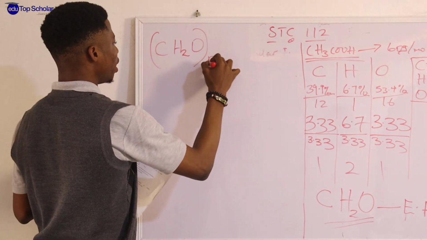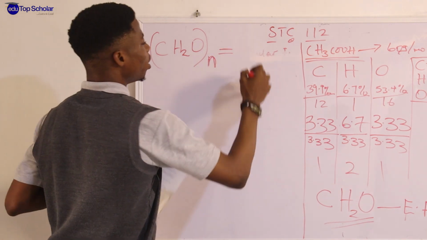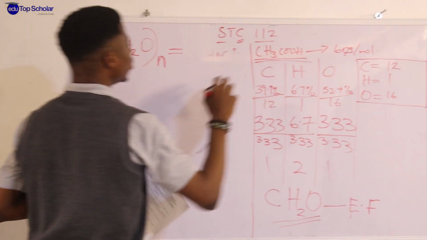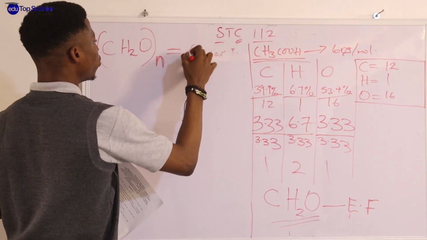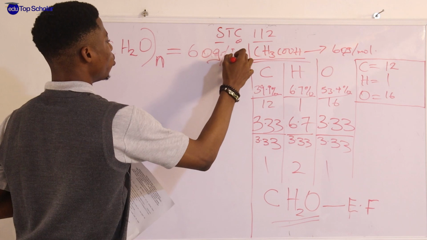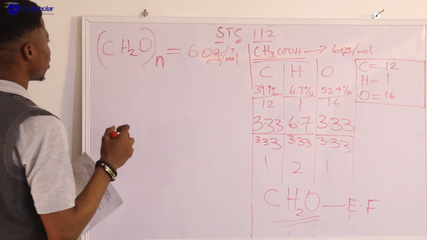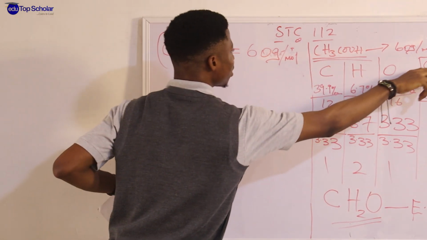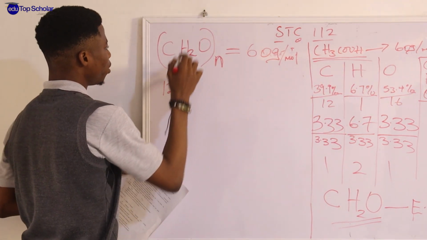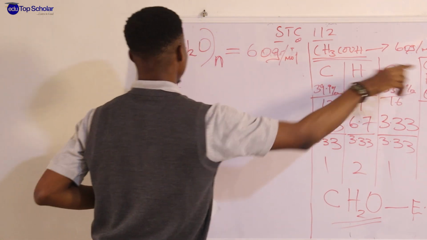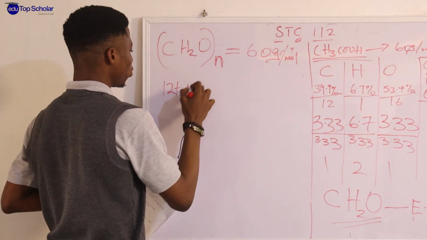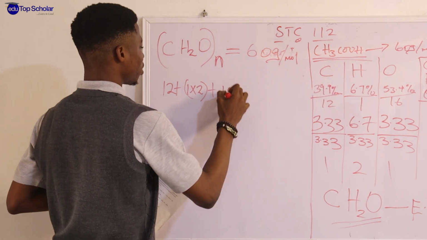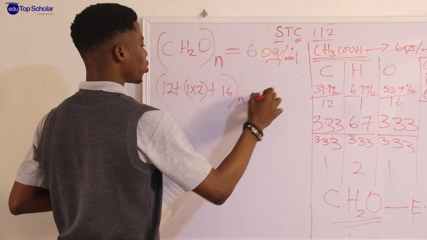So this is our multiple, N, and it is equal to the molar mass we have been given, which is 60 gram per mole. So you equate it to 60 gram per mole. Now we are getting closer to the answer. Following the moles of each atom here, we have C, which is 12, plus hydrogen is 1 times 2, plus oxygen that is 16, all times N.